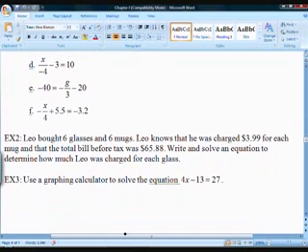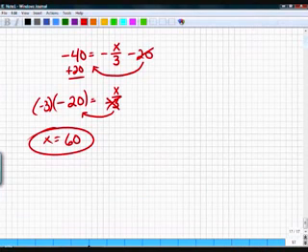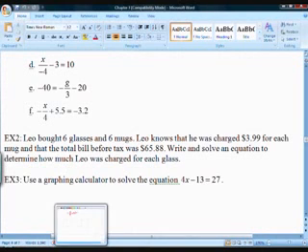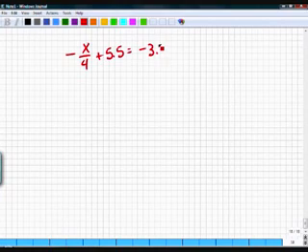Because we're not doing example 3. Negative x over 4 plus 5.5. Negative x over 4 plus 5.5. Doesn't matter where I put that negative. No, it does not. Equals negative 3.2. Zach, what all do we have to get rid of? What all are we going to have to move in order to get x by itself?